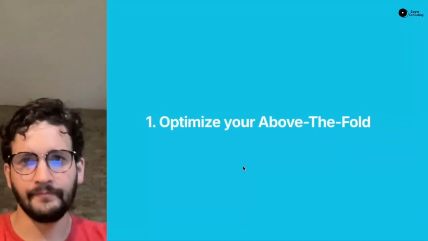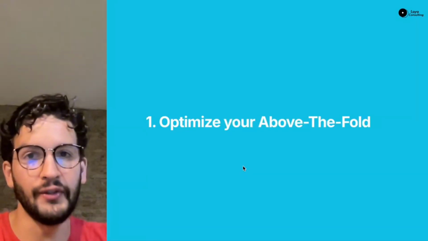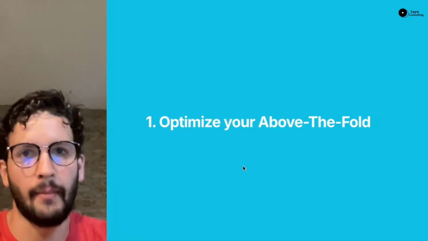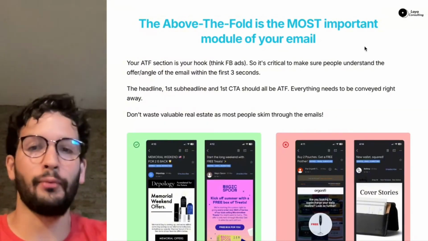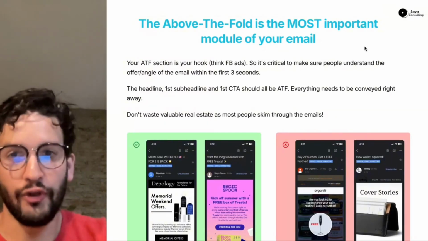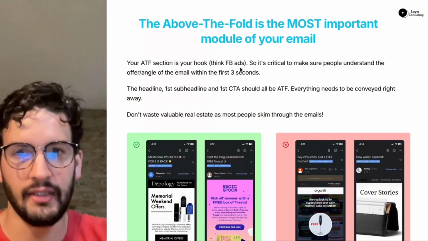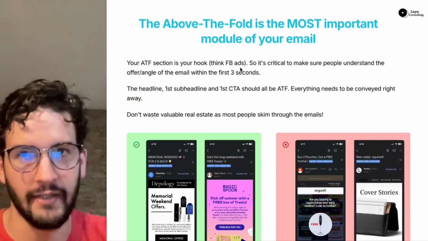So the first thing you need to do is make sure you optimize your above the fold. The above the fold section is the most important module of your entire email. Your ATF, so above the fold, is your hook, just like a Facebook ad, right?